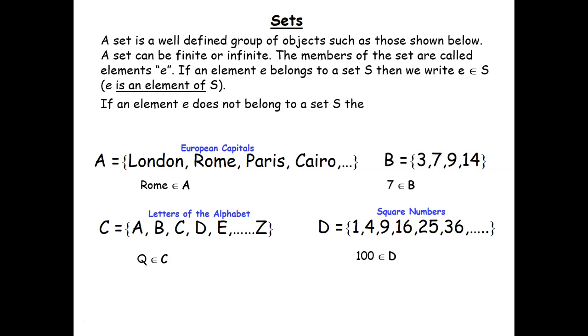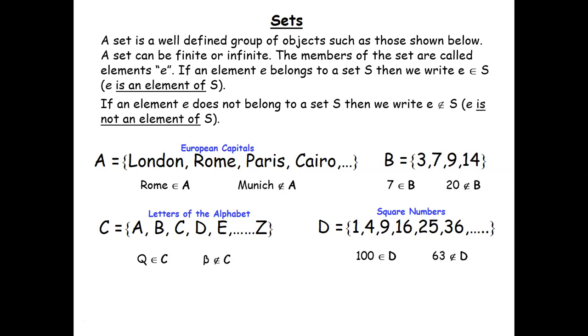If an element E does not belong to set S, then we write this with the same Greek letter, epsilon, I think it's called, with a line drawn across it to show that it is not an element. This is read as E is not an element of S. So for example, here it is written as Munich is not an element of A.